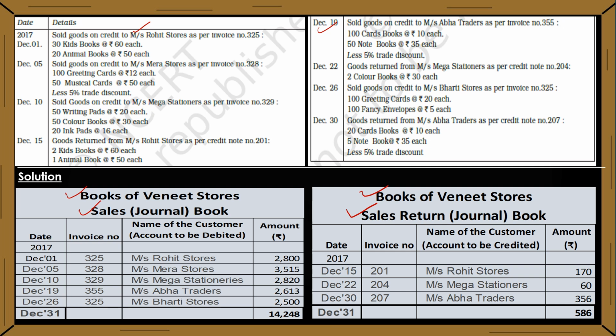Sales journal book will have the columns of date, invoice number, name of the customer, that is account to be debited, and amount. Sales return journal book will have date. It's not invoice number, it's credit note number. Okay.